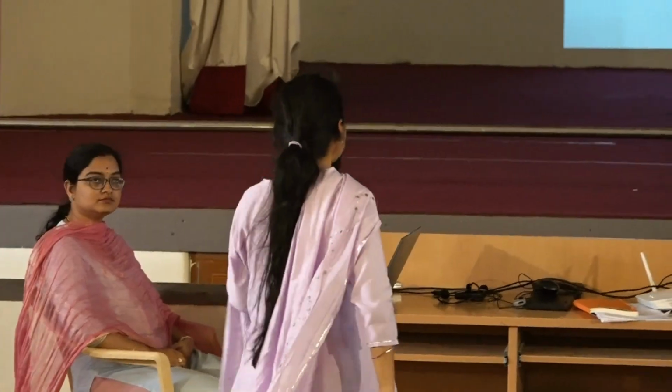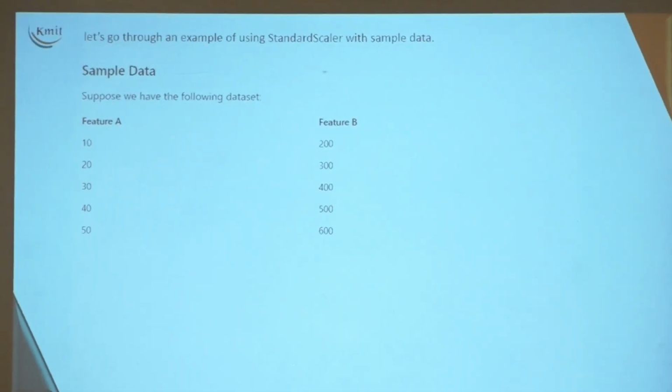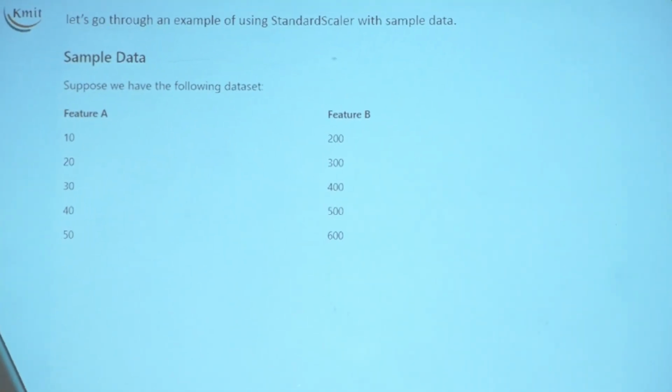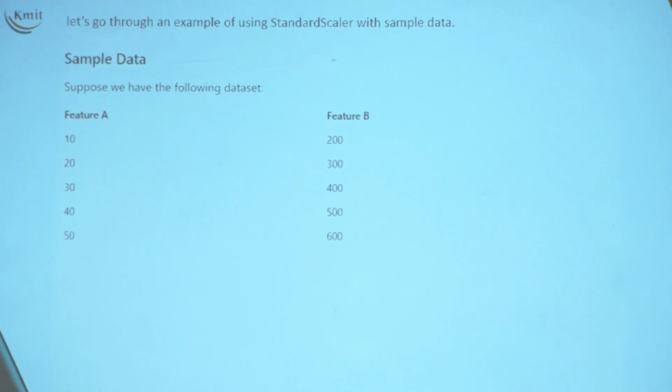Okay, I'll show you that with an example. This is a simple data that I am taking. So what is there in feature A? 5 values starting from 10 to 50. What is there in feature B? 5 values starting from 200 to 600.